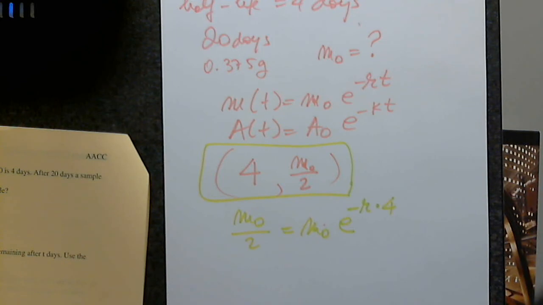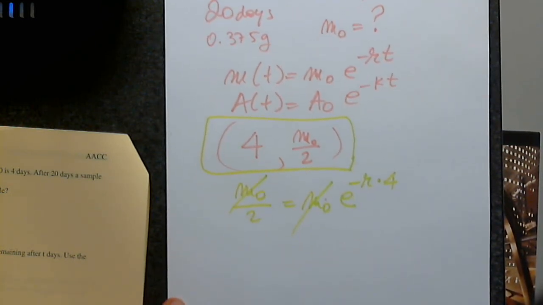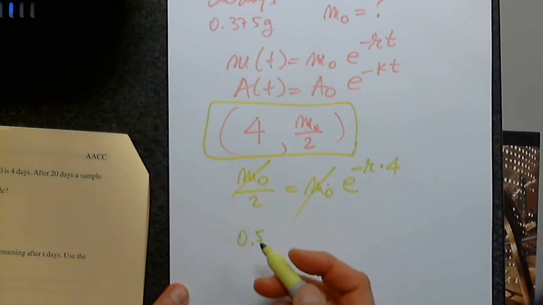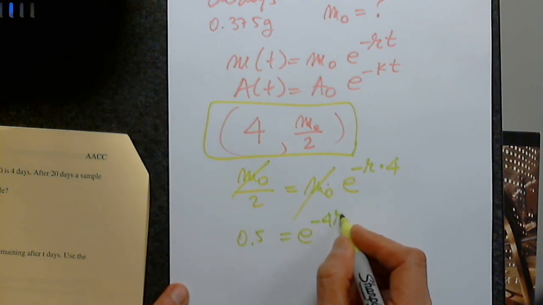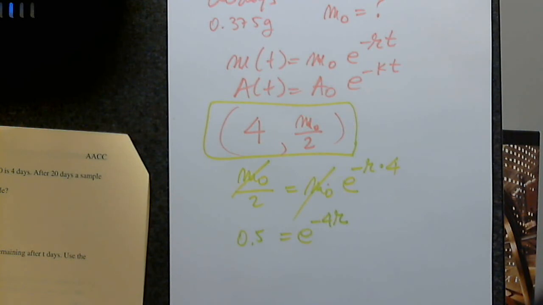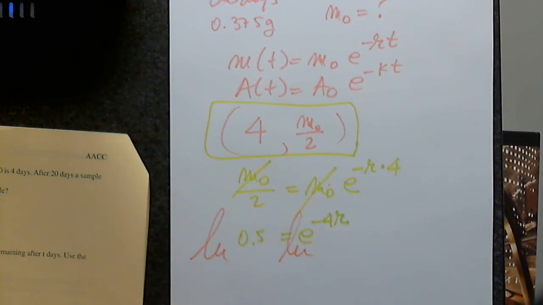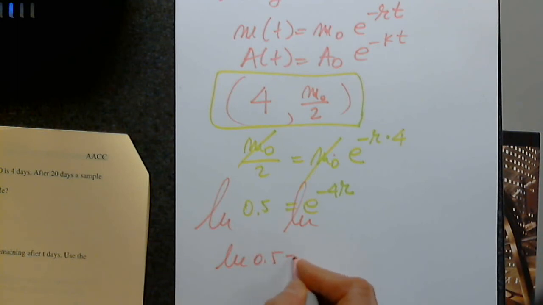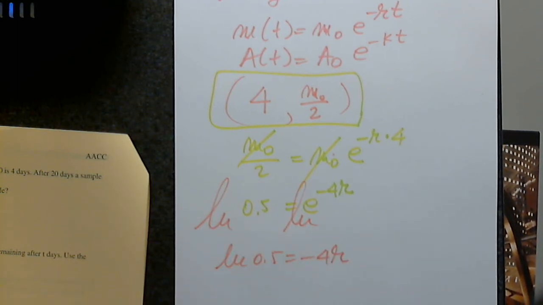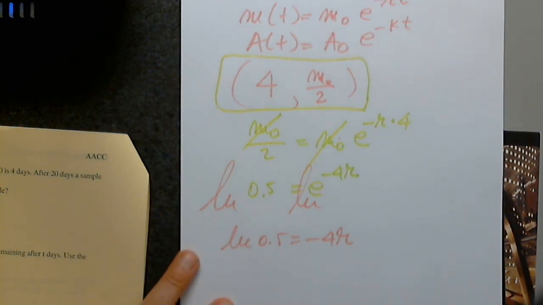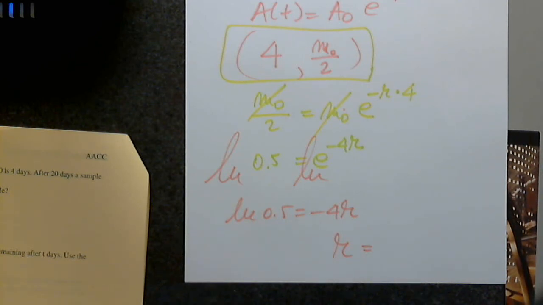Look carefully at the equation and clean it up. I divided both sides by m0. So 0.5, because it's 1/2, equals e to negative 4r. It's completely cleaned up for what? Exactly. Natural log. So natural log 0.5 equals negative 4r times natural log e. But natural log e is 1. So now I have the radioactive rate.